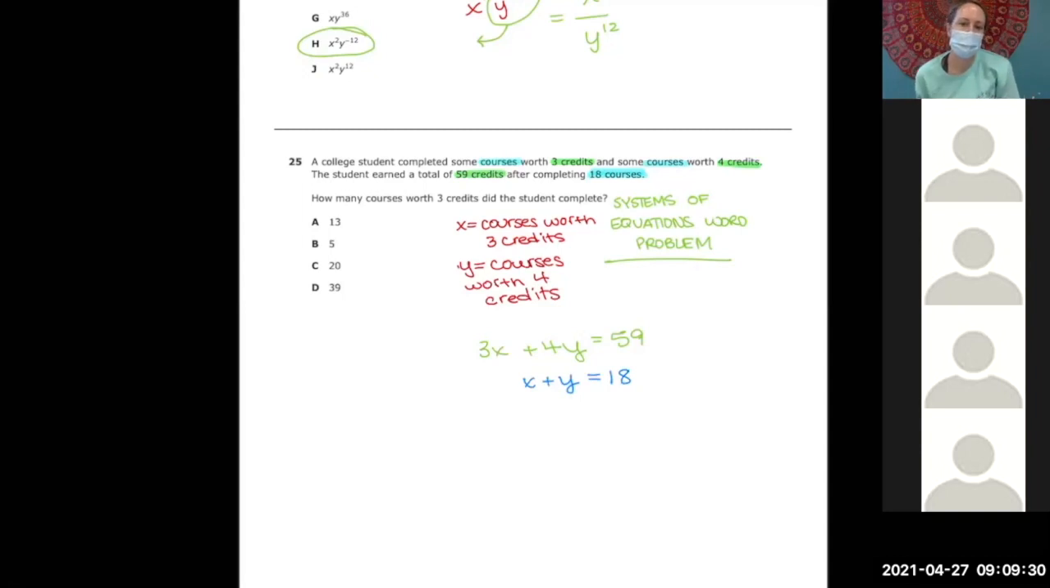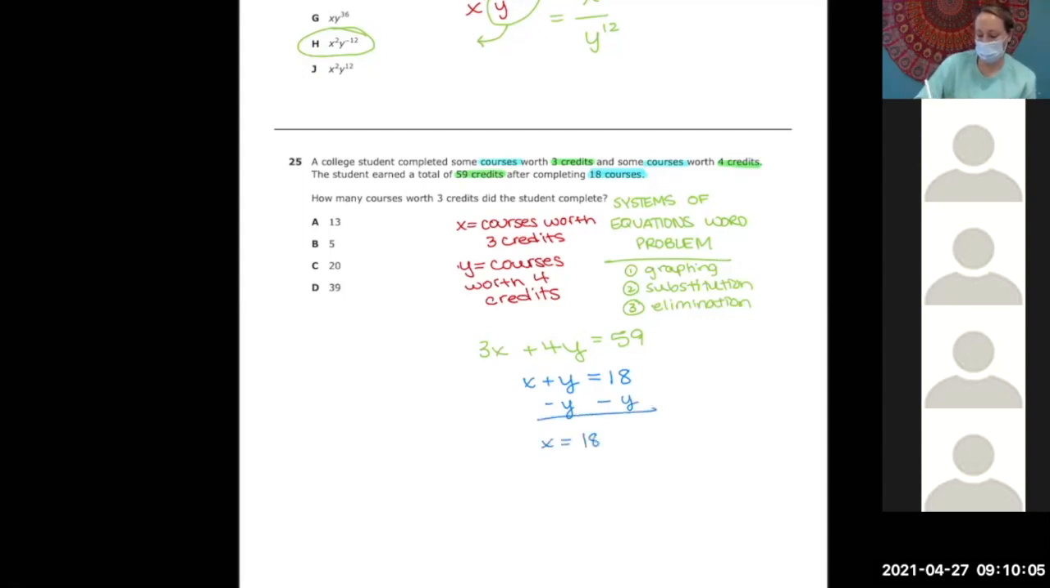If you guys remember from our systems of equations unit, we have 3 different ways to solve. We have by graphing, we have substitution, and we have elimination. And so for this one, let's use substitution. So we have to solve for a variable first. So I'm going to solve for x in my second equation. So then I'm going to have x equals 18 minus y.